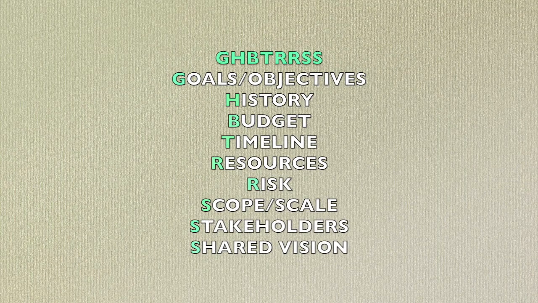I'll pin that video up above. Specifically, we've created this mnemonic: G, H, B, T, R, R, S, S. Goals and objectives, history, budget, timeline, resources, risk, scope and scale, stakeholders, and shared vision. And so when writing out your behavioral answers that are a little bit more focused on these high-level strategic operational challenges and successes, you're going to want to think about how these specific items apply to your example and make sure to reference all of these concepts in your answer.